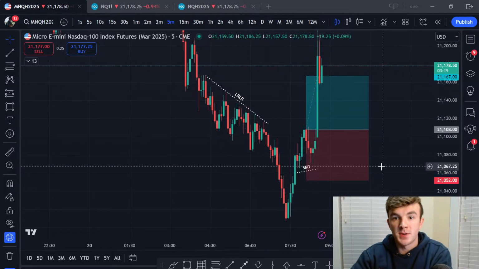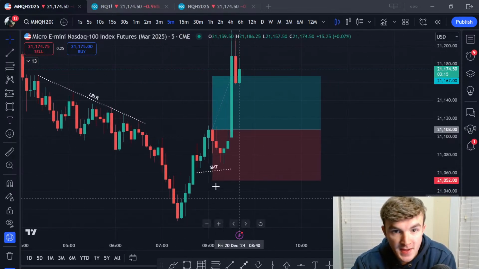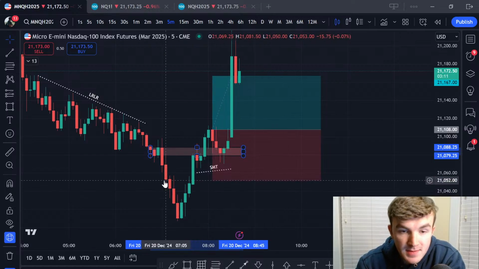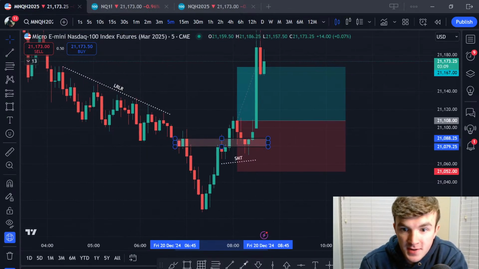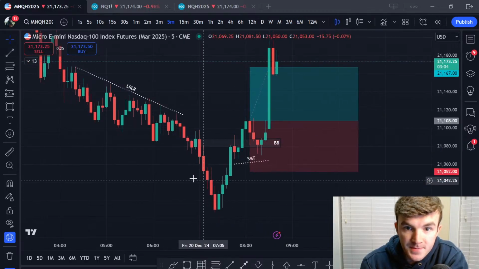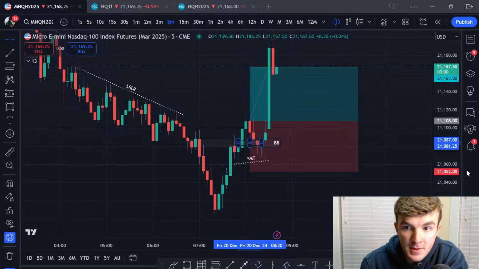Then I'll just shoot for 1-to-1 here. That's a good trade. And then you have this breaker fair value gap here. I mean, sometimes you can have stop loss below the breaker. Here you couldn't though, so I guess it just depends on the context. But here you can see that breaker. Here you can see that fair value gap. That would have been nice.